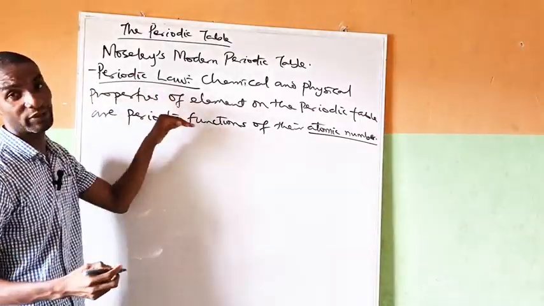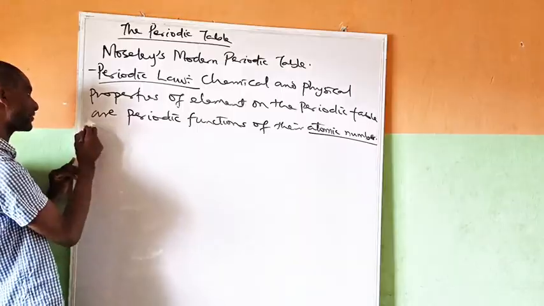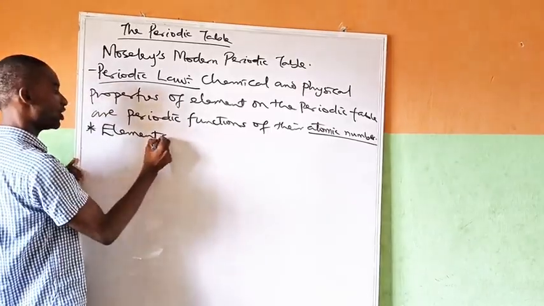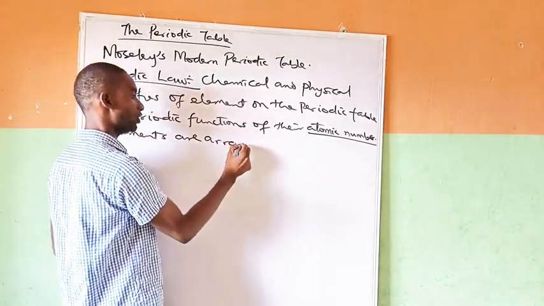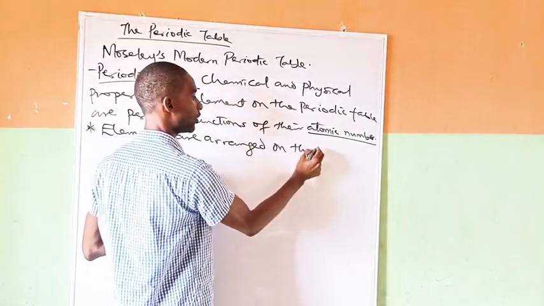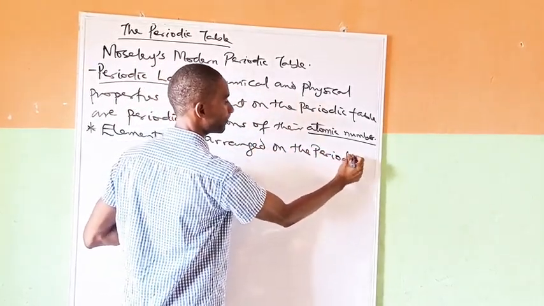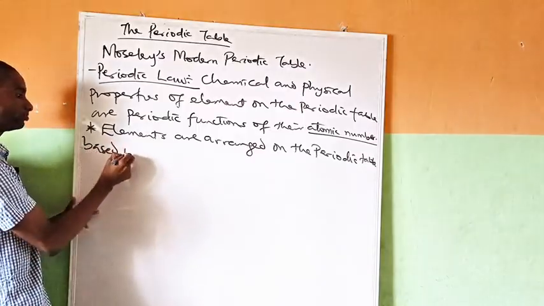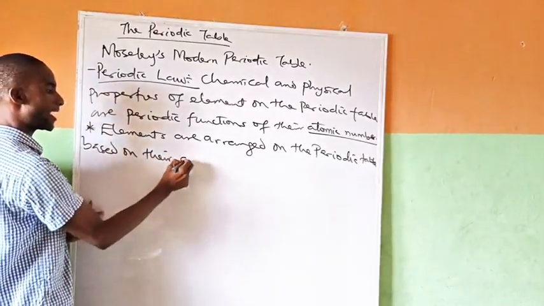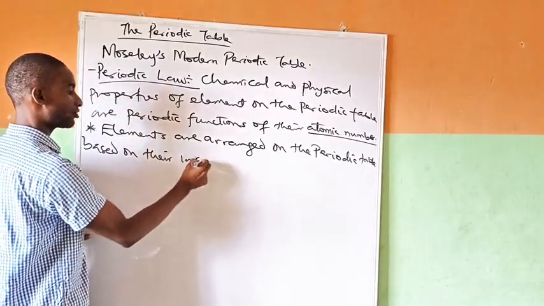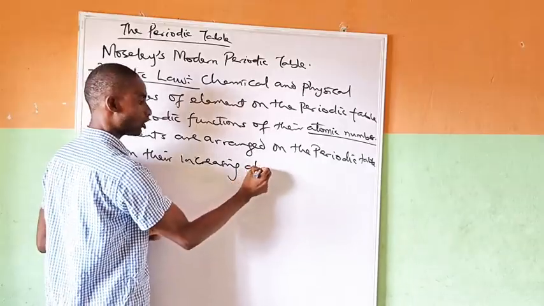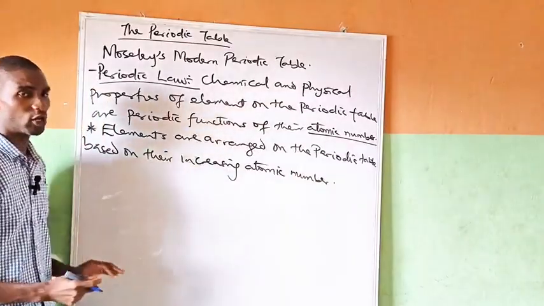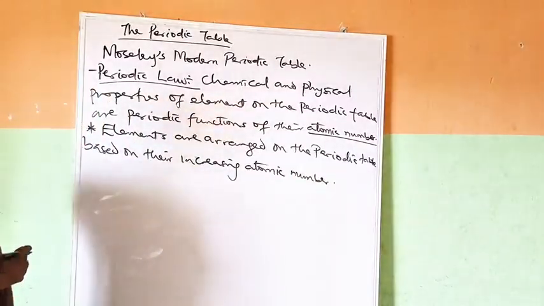And what is the interpretation of that, or the implication of that? So the interpretation is that elements are arranged on the periodic table based on their increasing atomic number. Increasing atomic number. So that is how elements are arranged on the periodic table.